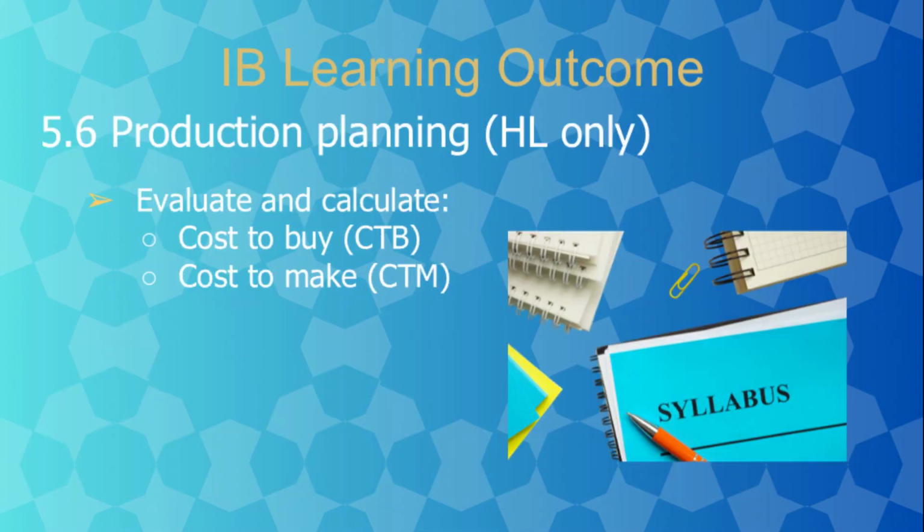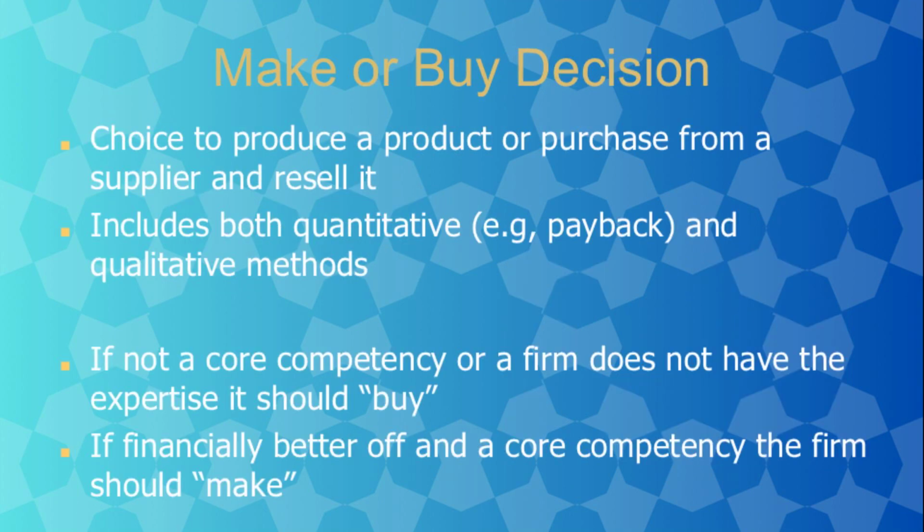Our next learning outcome is to evaluate and calculate the cost to buy, CTB, and cost to make, CTM. This analysis helps determine the most cost-effective option for production. The make or buy decision involves choosing to produce a product or purchase it from a supplier. It includes both quantitative and qualitative methods, considering factors like core competencies and financial benefits.